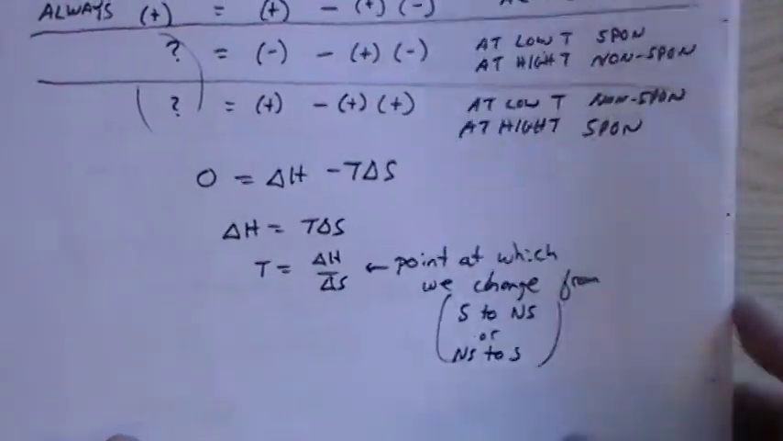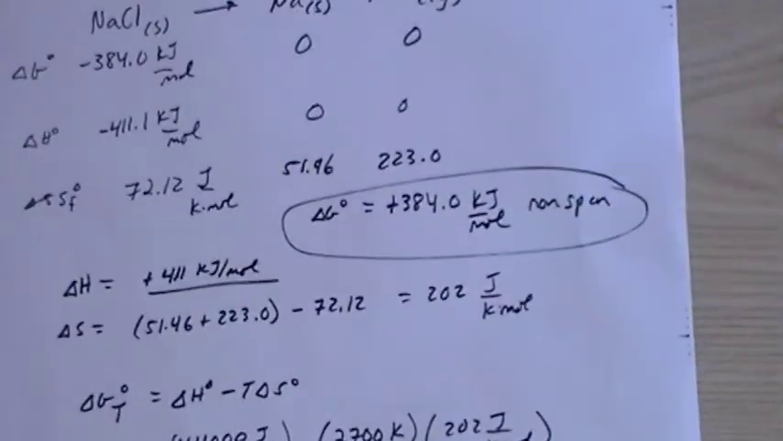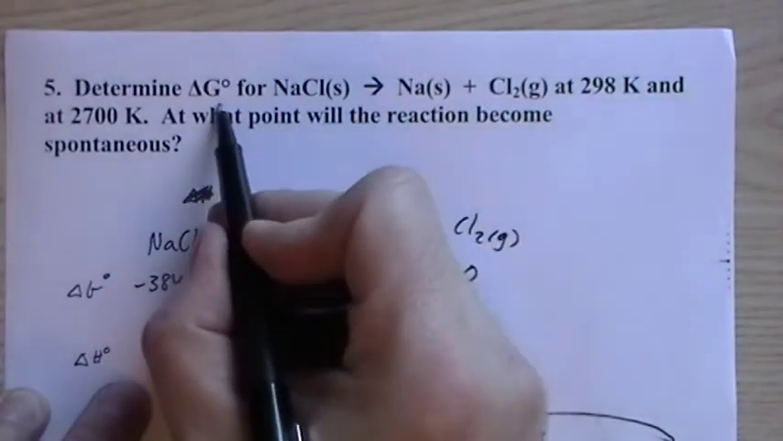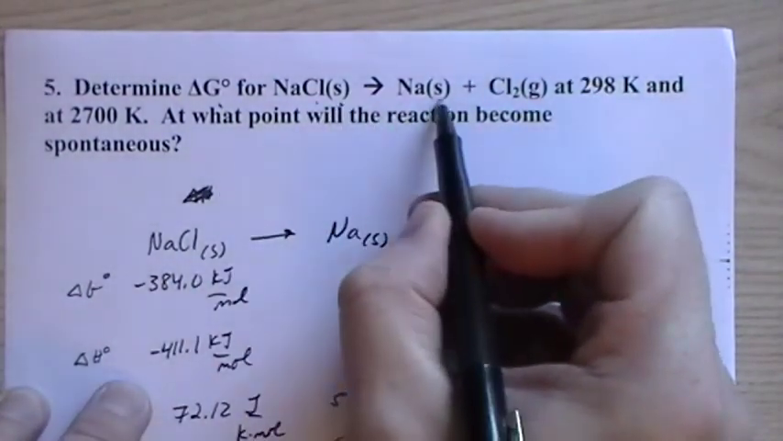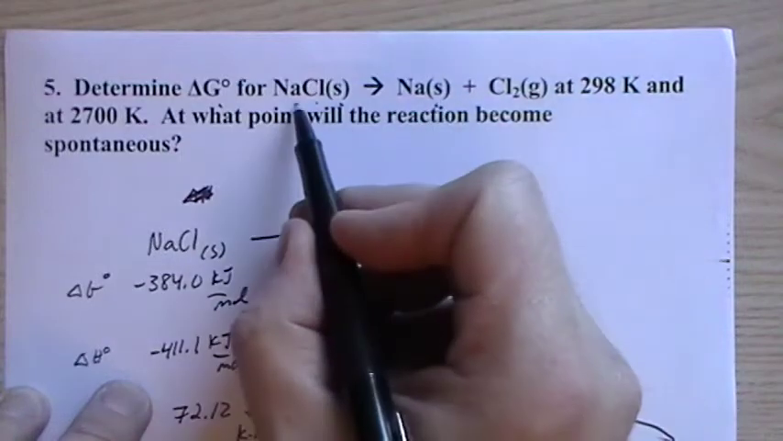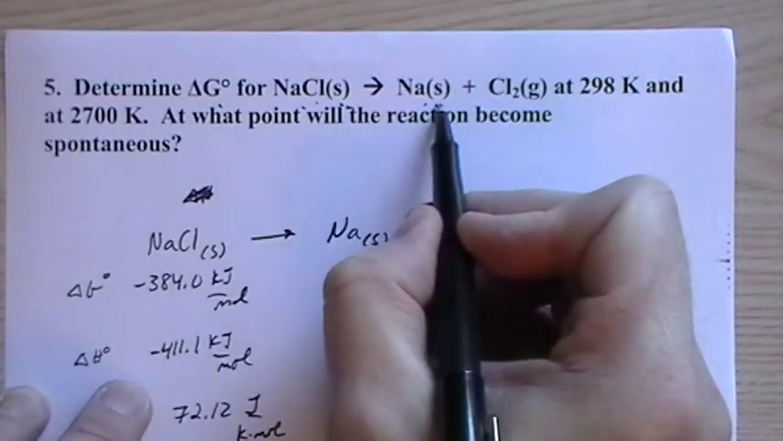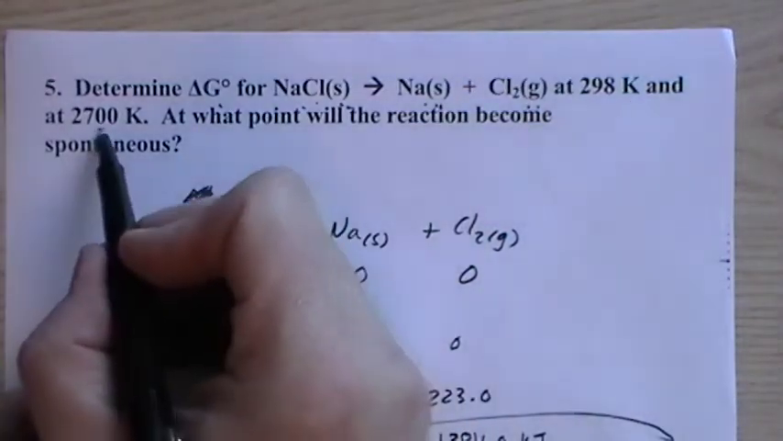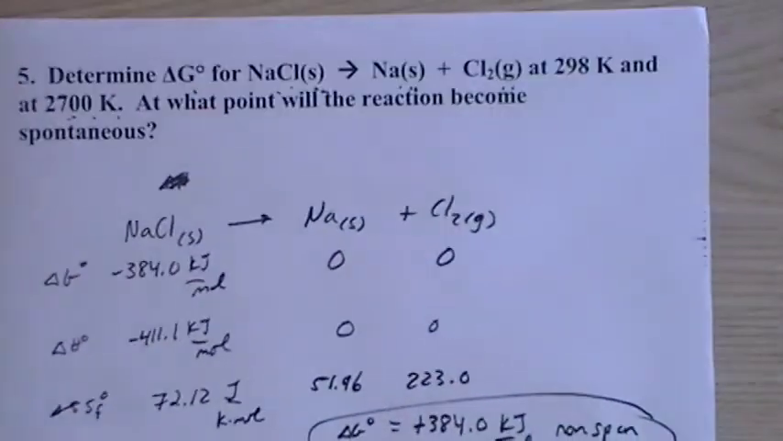So let's take a look at a problem involving this concept. I did out a lot of this previously. Determine delta G for sodium chloride solid changing to sodium solid and chlorine gas at 298 Kelvin and at 2700 Kelvin.